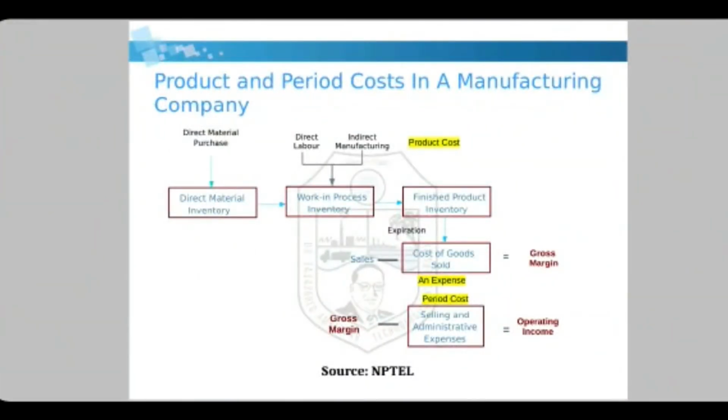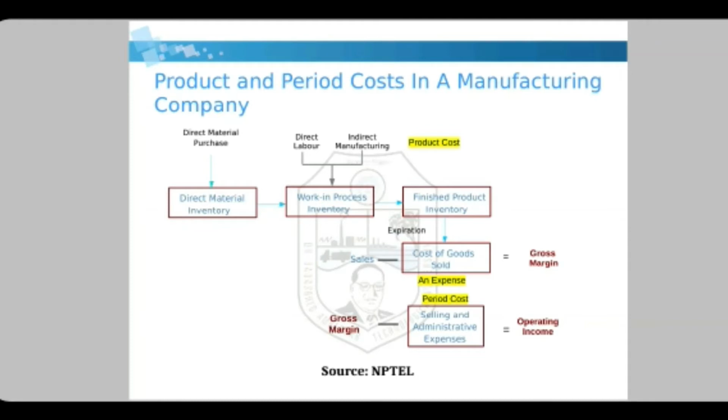Now, product and period cost in a manufacturing company. In the last example, we have seen that merchandising companies were acting as traders: they were buying something and selling something. They were not processing or manufacturing. So this is an example of a company that is manufacturing something. So what it says: direct material purchase.